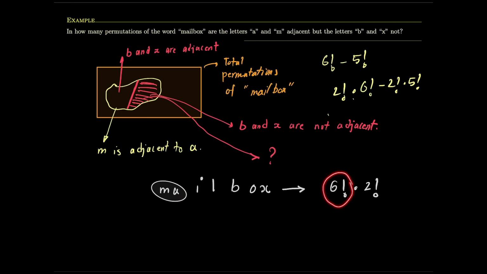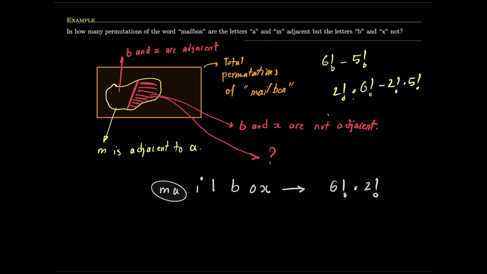Because 6 factorial tells me how I can arrange this one particular object with these 5 objects. It becomes 6 factorial. After it is done, I also have the freedom to arrange M and A within itself, yes? So that is why I multiply it by 2 factorial.